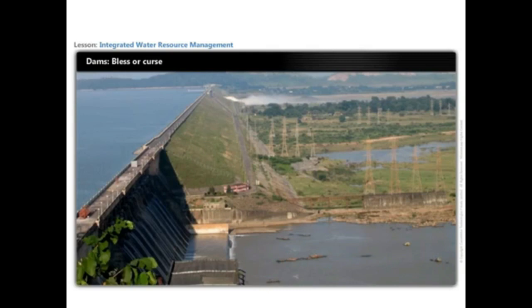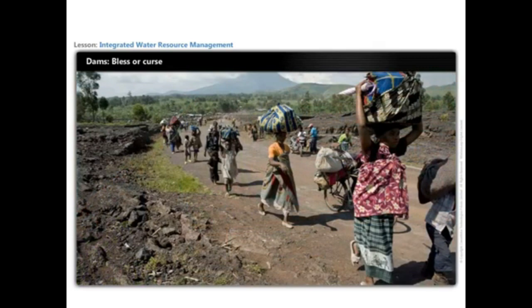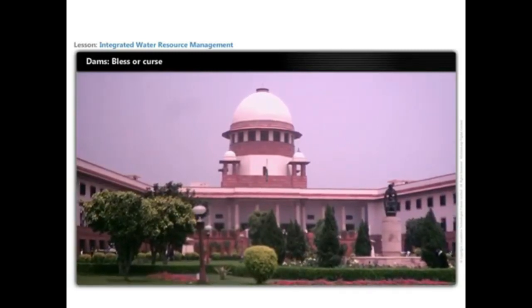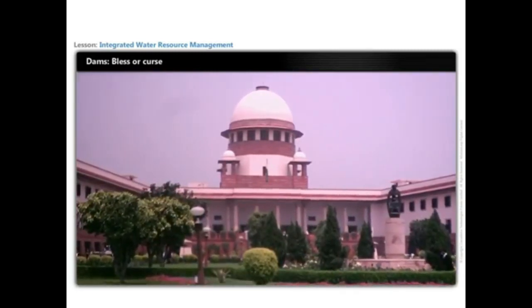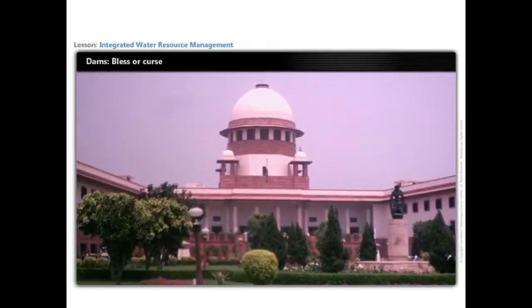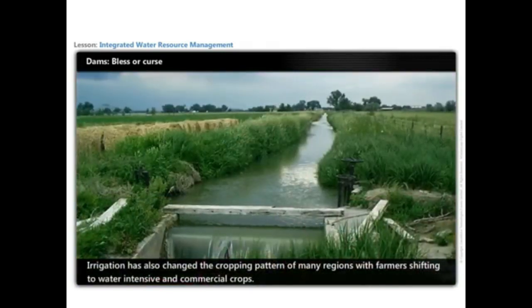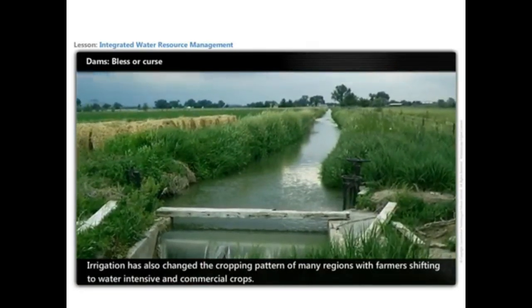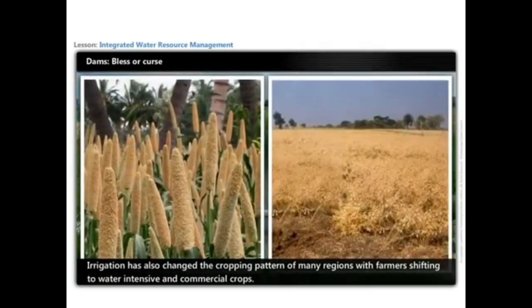In the beginning, it focused on the environmental issues related to submergence of forest areas under the dam water, but later the movement refocused on the rehabilitation issue of over 2 lakh poor displaced citizens. The Supreme Court of India had given permission for the dam considering all the issues, and it is to be completed by 2025. Irrigation has also changed the cropping pattern of many regions, with farmers shifting to water-intensive and commercial crops.